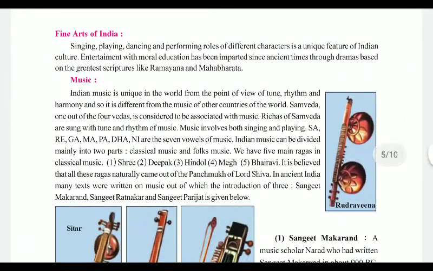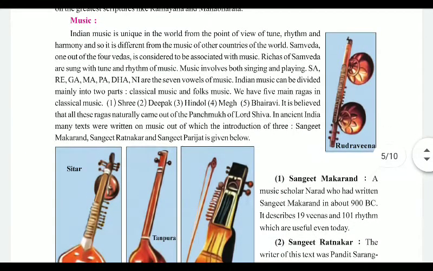Fine arts. Singing, playing, dancing, and performing roles of different characters is a unique feature of Indian culture. Entertainment with moral education has been imparted since ancient times through drama based on the greatest scriptures like Ramayana and Mahabharata. If we talk about music, Indian music is unique in the world from the point of view of tune, rhythm, and harmony, and so it is different from the music of other countries of the world. Samveda, one of the four Vedas, is considered to be associated with music.